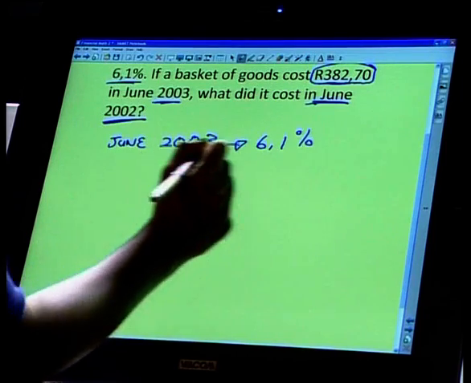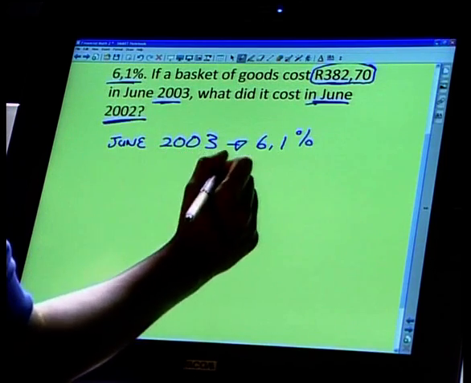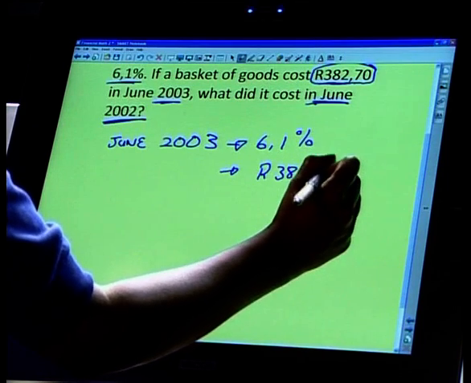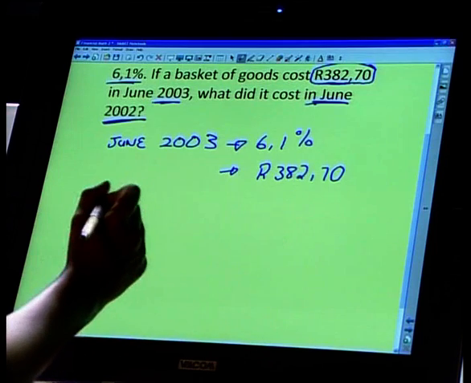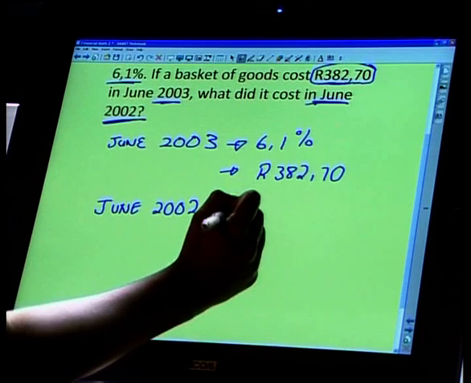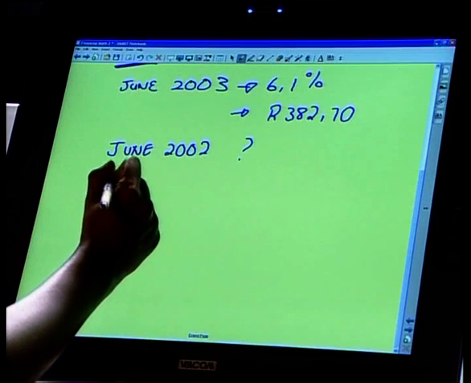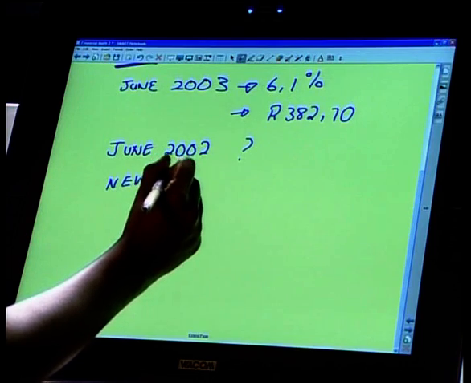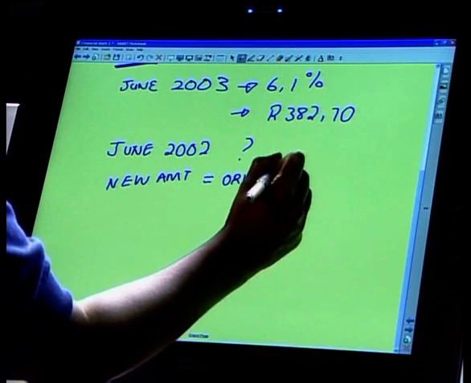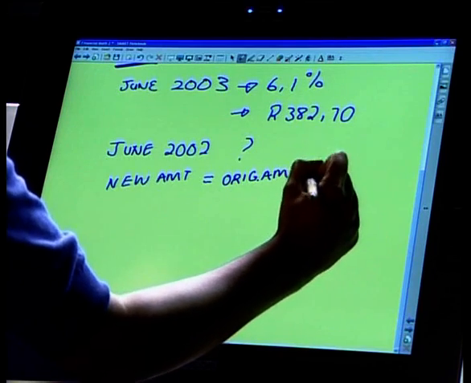Okay, so June 2003, we know that the inflation rate is 6.1%. We are also given that in June 2003, our basket of goods cost 382 Rand and 70 cents. So we want to sort of go backwards. We want to know, well, what was the price in June 2002. Okay, so I've shown you this before to work out our percentage increases. To get the new amount after a percentage increase, we take the original amount and we times it.